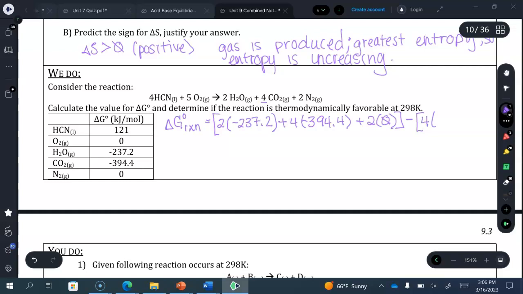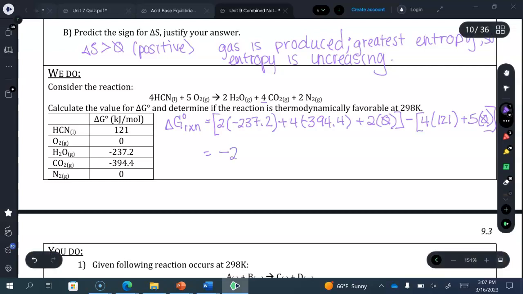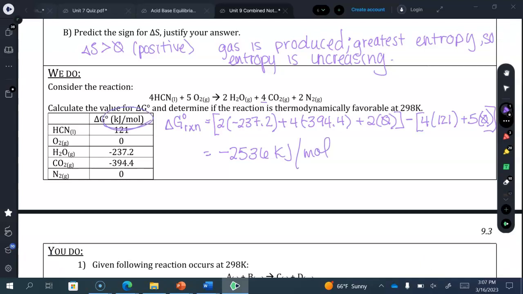And then I'm going to subtract my reactants. So here we go. 4 hydrogen cyanide is 121, and 5 oxygen. Oh, that's just 0. Okay. So calculators are your best friend. Shove this into a calculator and you should get negative 2,536 kilojoules per mole. And we know it's kilojoules per mole because those are the units given, and since we're only adding, the units don't change.